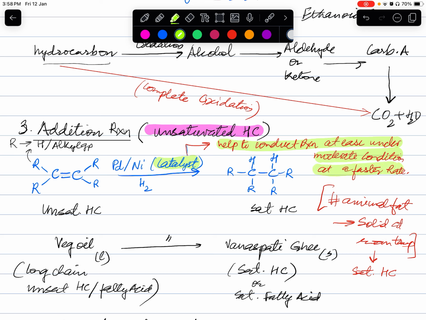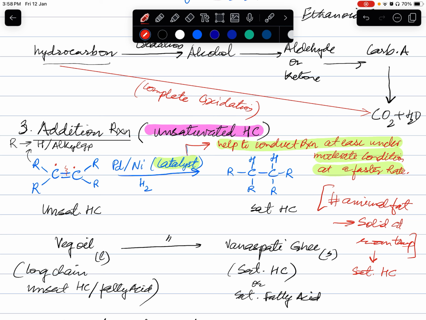And what is the idea here? What will happen here? In this case, this double bond will break. Okay, when the double bond breaks, one electron will be free on the first carbon and one electron will be free on the second carbon. That means both the carbons can form one bond.